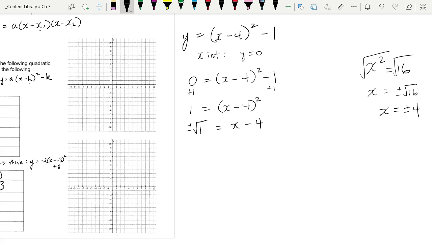Okay, and I'm going to erase this because it's going to be in my way in a minute. Okay, so there we go. There's our first step, or our second step. First step, get rid of the minus 1. Second step, get rid of the squared. But doing that created two different equations.